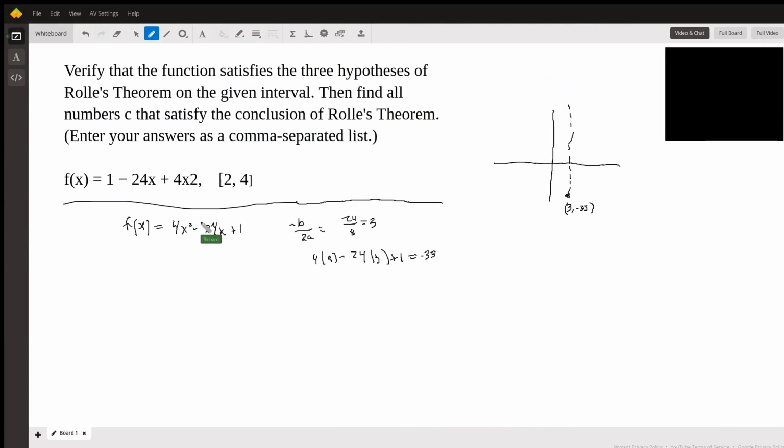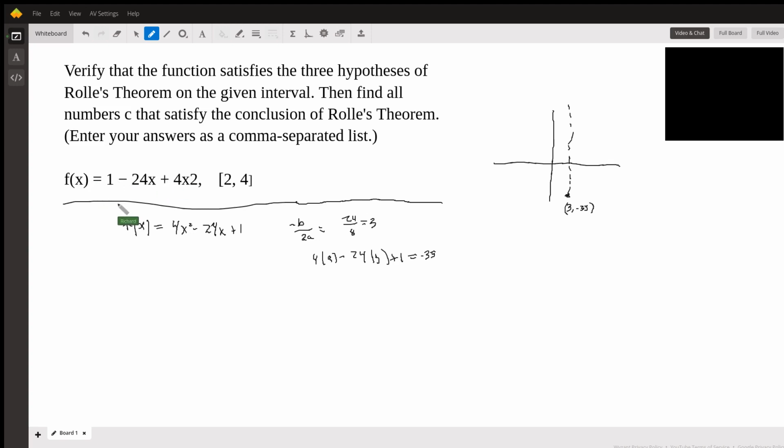I started working on this and got interrupted, so let me start over here. This is a calculus student who's studying Rolle's theorem, and he wants to use Rolle's theorem to find either a relative minimum or a relative maximum in this function.